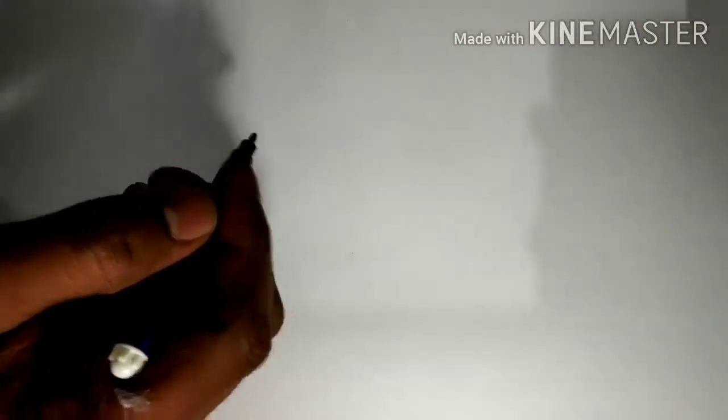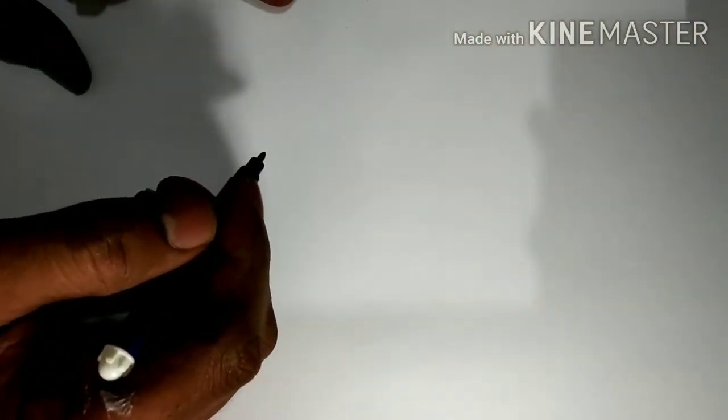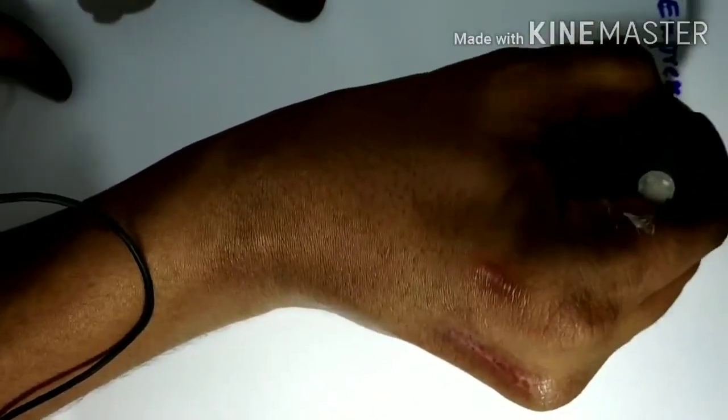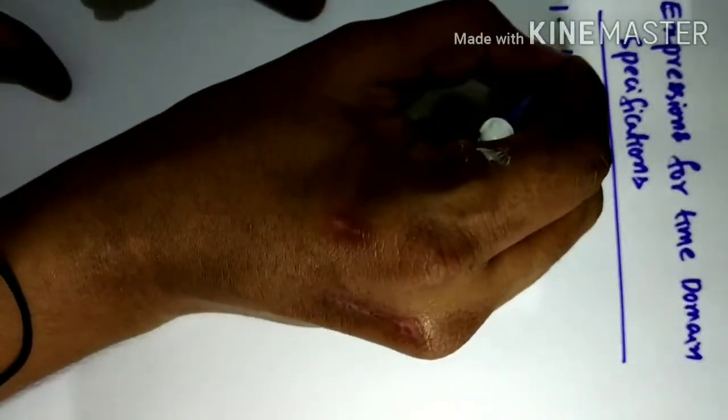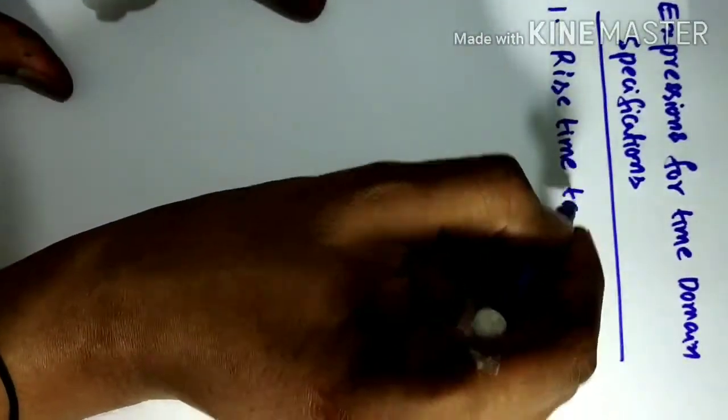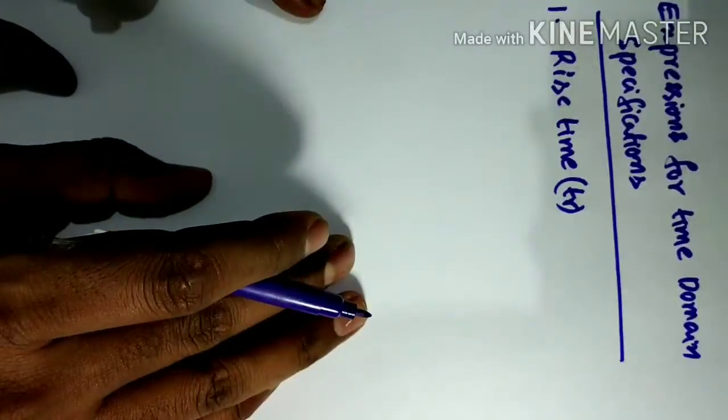Next we are going to derive expressions for the time domain specifications. The first expression is rise time, that is TR. So we are going to derive the expression for rise time.